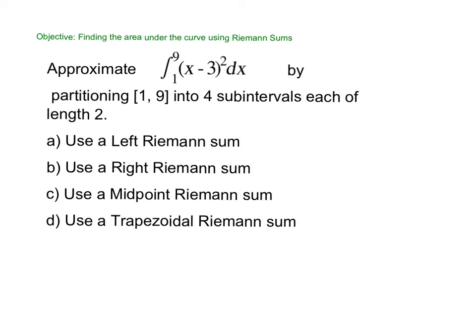Okay, so instead of saying find the area under the curve, they're just going to give you the integral from 1 to 9 of x minus 3 squared. So we're going to partition this from 1 to 9 into 4 subintervals, each of length 2. So pause the video and find the area using the left Riemann sum, a right Riemann sum, a midpoint, and a trapezoidal.